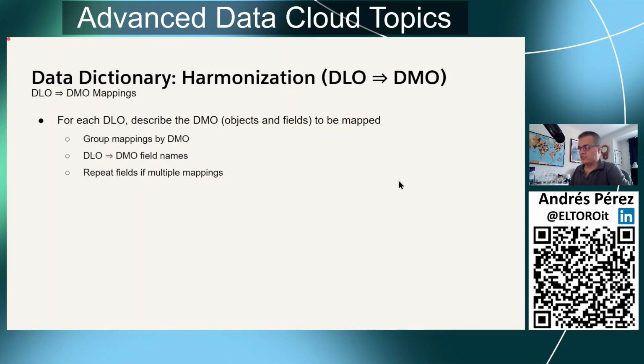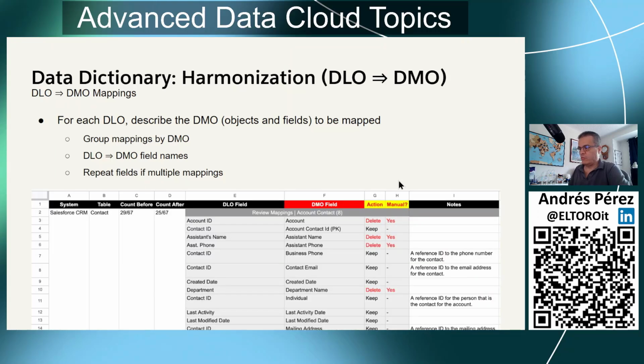Then we talk about harmonization. Okay, with harmonization, we have which field in the DLO goes into which field on the DMO. So for each DLO, you want to group your mappings by DMO. So not very good in this particular picture. I'll give you a better image in the next demo, because I don't have enough room on this particular slide.